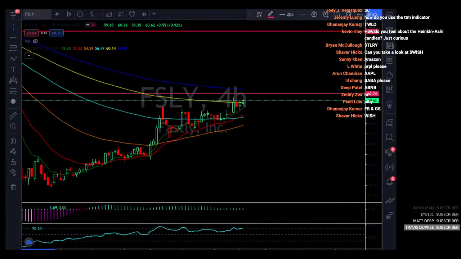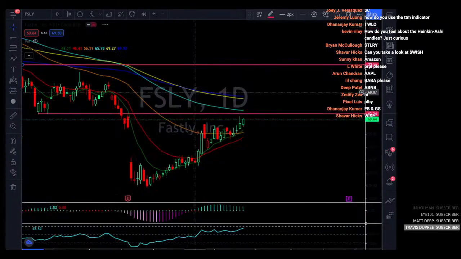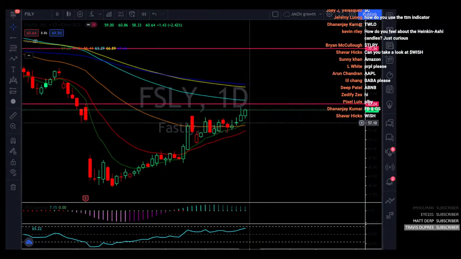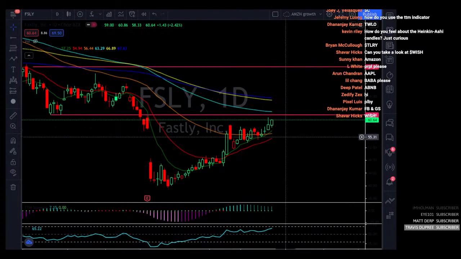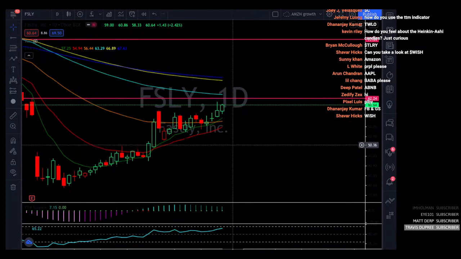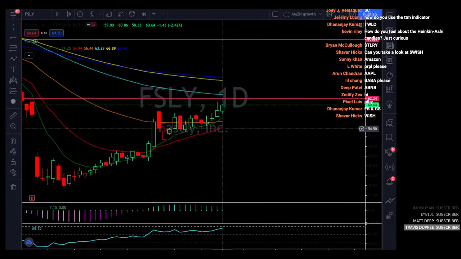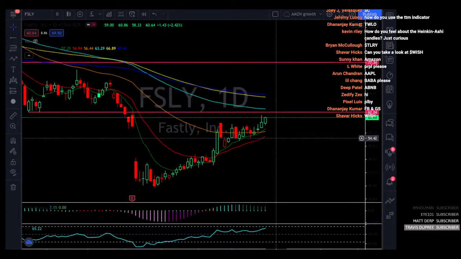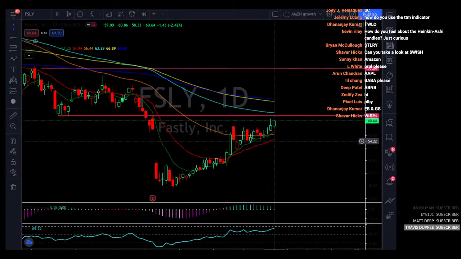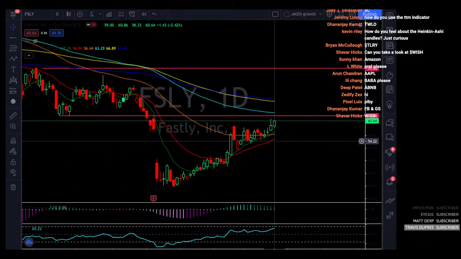If you look on the larger time frame on the daily, it's most likely going to test that 9 EMA again around $57. If we get real serious, we might go back down to the 21 EMA around $55. But I am expecting a pullback soon.